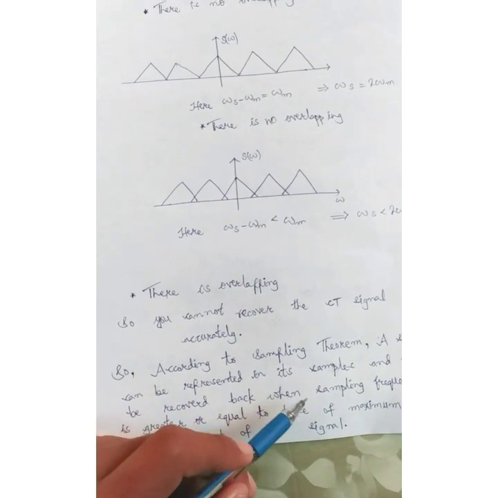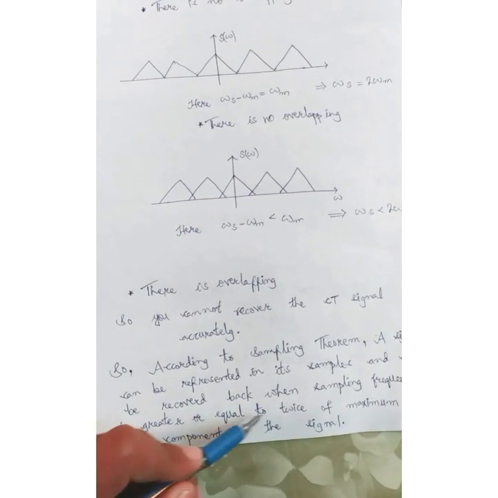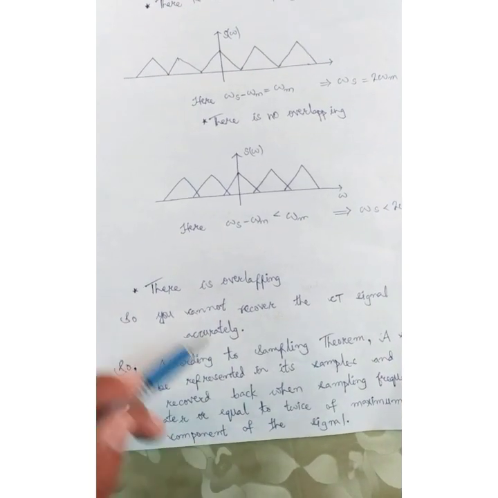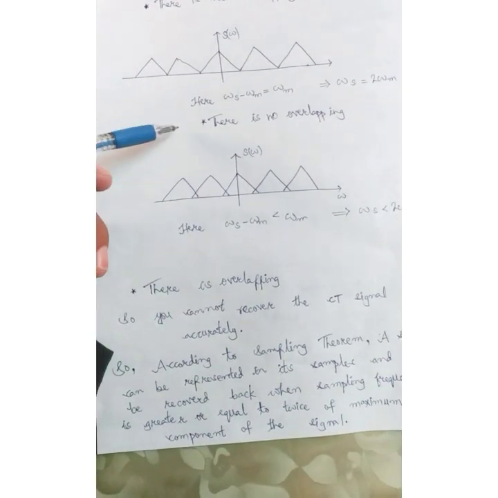Now let's come to the final statement of the sampling theorem, which states that a signal can be represented in its samples and can be recovered back when the sampling frequency is greater than or equal to twice the frequency component of the signal, as we discussed in these cases.